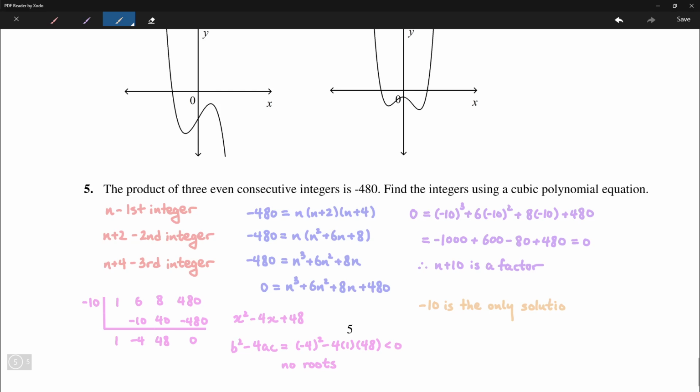So if negative 10 is the first integer, then our three integers will be negative 10, the first one, negative 10 plus 2, which is negative 8, and finally negative 10 plus 4, which is negative 6. So those are three consecutive even integers, and they do have a product of negative 480, so that checks out.